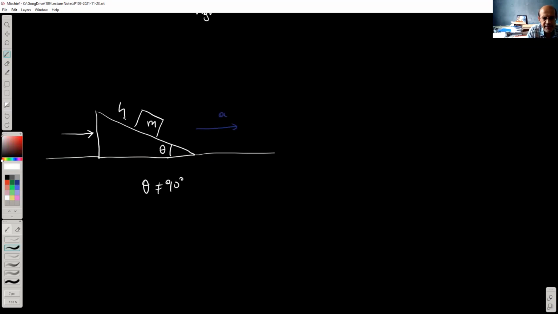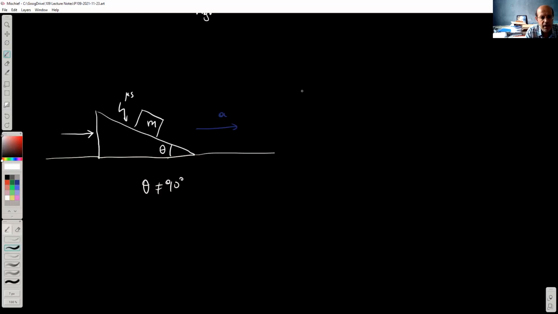So let me also add this μs. There's no friction in here, but who cares? There is no friction between the incline and the ground, but again, who cares? Because we're not going to include the incline into the picture.